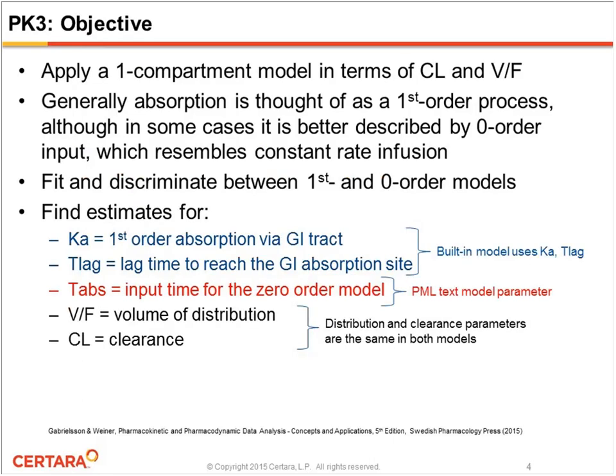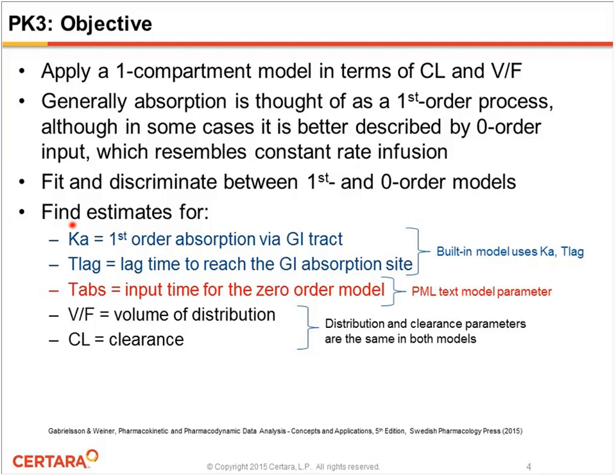So our objective here with PK3 is to apply a one-compartment model in terms of the clearance and volume of distribution, noting that generally absorption is thought of as a first-order process, although in some cases it's better described by a zero-order input, which resembles a constant rate infusion. So our objective will be to fit and discriminate between first and zero-order input models.